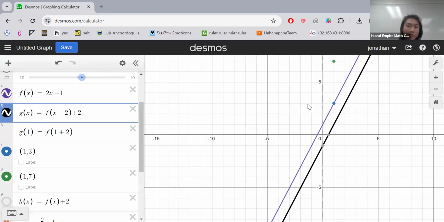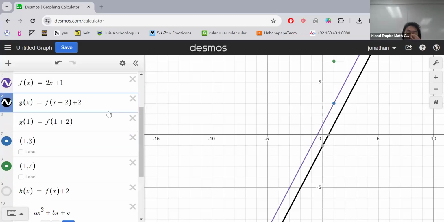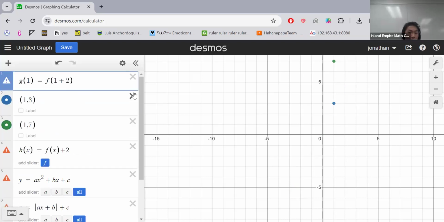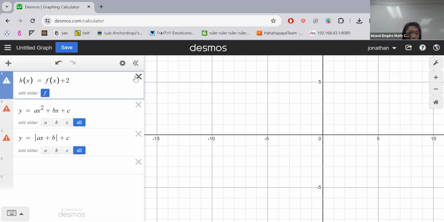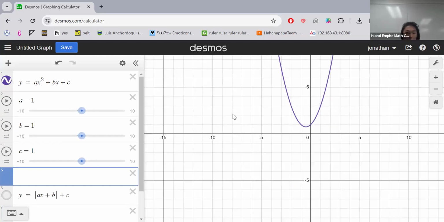All right, so let's move on to the next function here. We'll come back. We'll go over translations for all of these. I'm going to clear the Desmos. All right, let's talk about the second type of function, which is going to be quadratics. All right, the third one here.